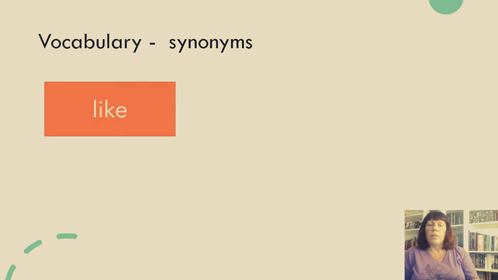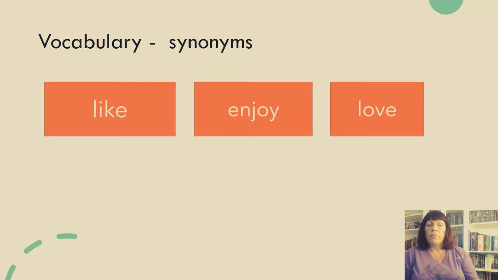So synonym, this means words that are similar or the same as the word that you're using. And when you're working at entry level 3 and entry level 2 possibly, and definitely level 1 and level 2, you need to be thinking about your vocabulary. So what words could you use instead of like? Enjoy? Love? Yes, we do use the word love when we really mean I really, really like.